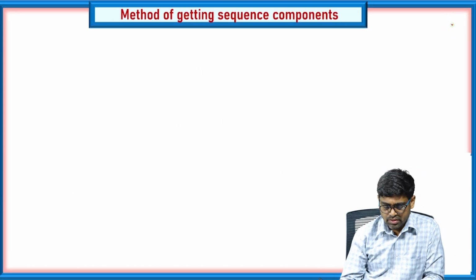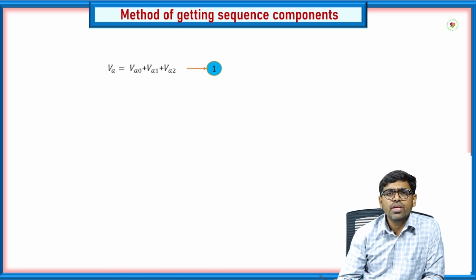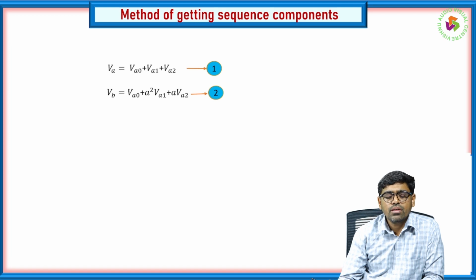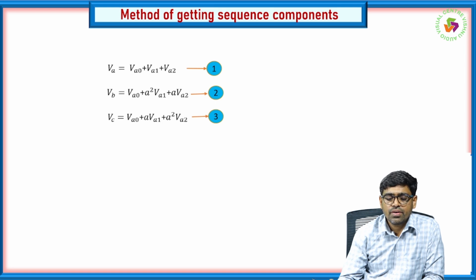Methods of getting sequence components. First, VA equals VA0 plus VA1 plus VA2. So we have the positive, negative and zero sequence components, and the unbalanced quantities VA, VB, VC are represented with positive, negative and zero sequence components. And VB equals VA0 plus a squared times VA1 plus a times VA2, and VC is nothing but VA0 plus a times VA1 plus a squared times VA2.